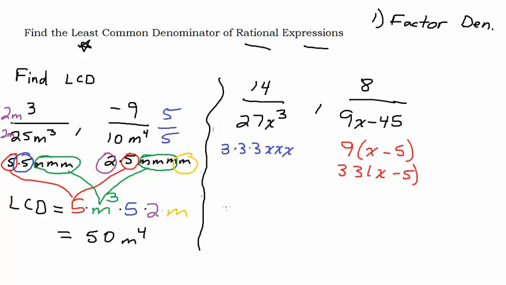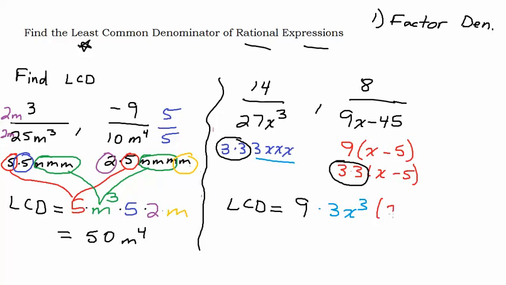So when you write your least common denominator, you're going to first write what they have in common. All right, so what do I see? I see a 3 times a 3 and a 3 times a 3. That's 9. And then this fraction over here has got 3x to the third, so I'm going to have to put that over here. And this fraction has a factor of x minus 5, so that also needs to go in my least common denominator. So my least common denominator is going to be 27 x to the third times x minus 5.